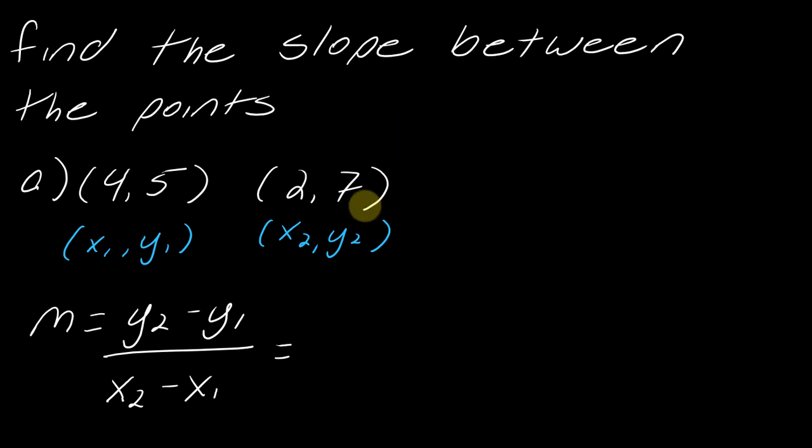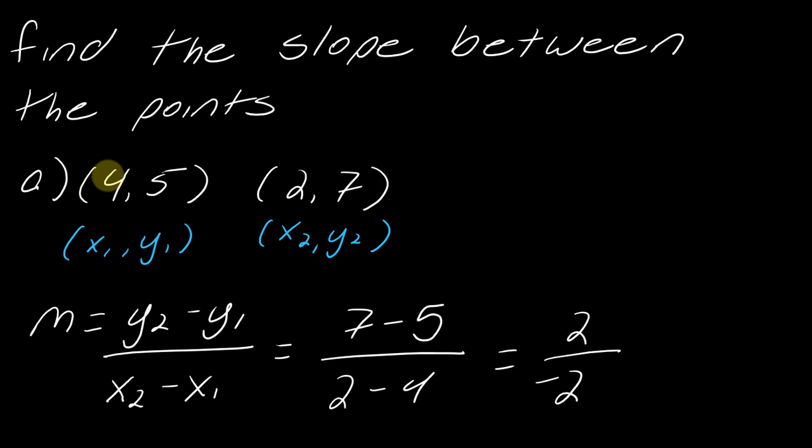Okay, so I have y2 minus y1. So I take this y coordinate minus that y coordinate, so 7 minus 5, and then this x coordinate minus this x coordinate, so this will be 2 minus 4. I go ahead and compute all of this. This is going to be 2 over -2. And what does this simplify to? This simplifies to -1, and that would be the slope in this case.